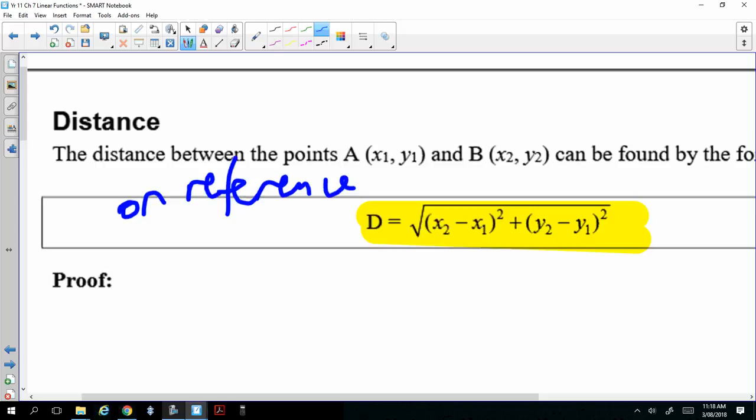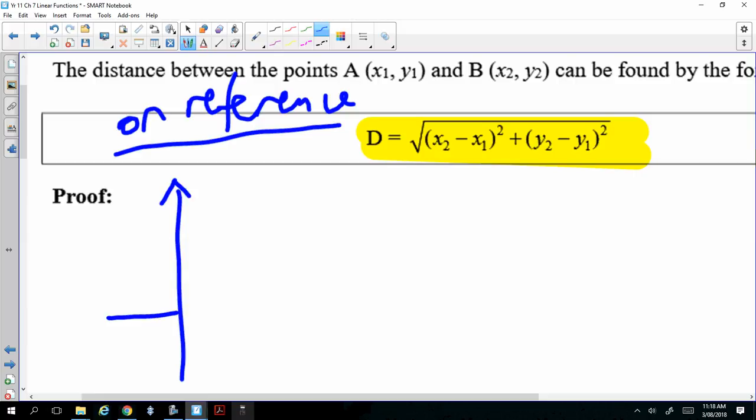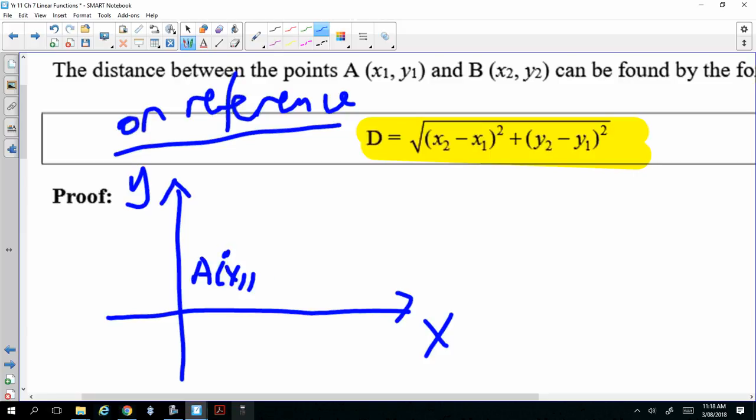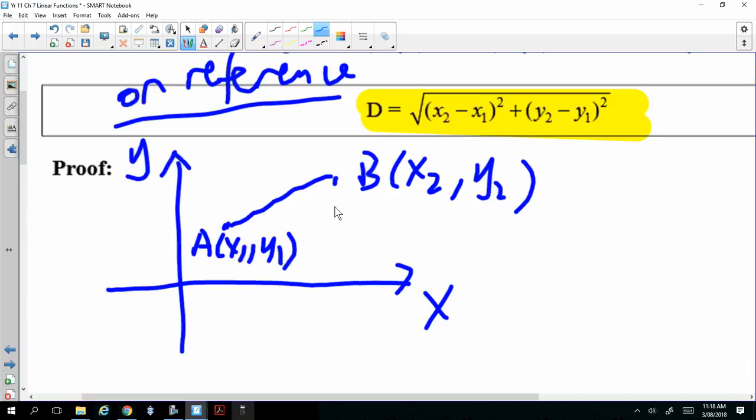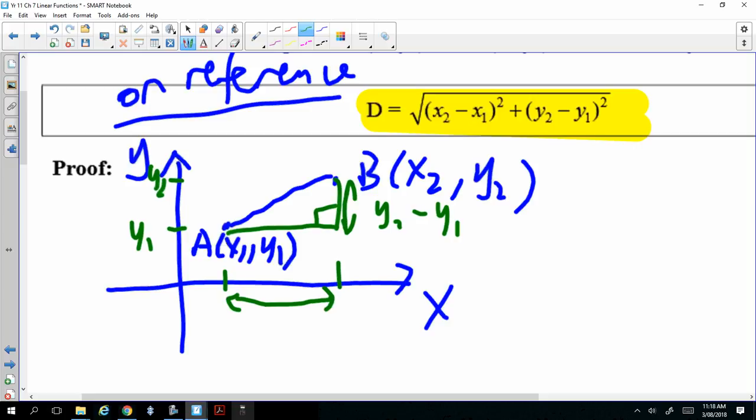Now let's see where this formula comes from. This formula comes from 2 points on the number plane. So we've got the point A, and we've got the point B. When we join them together, we want to find how long AB is. So we use Pythagoras' theorem, and you can find that the gap between them is y2 minus y1, and the horizontal length is x2 minus x1.